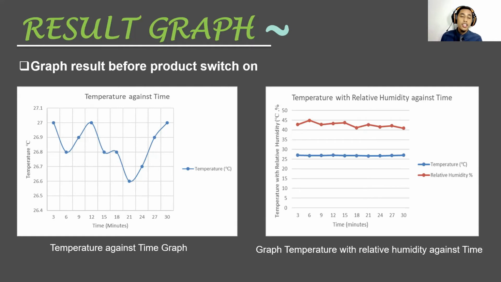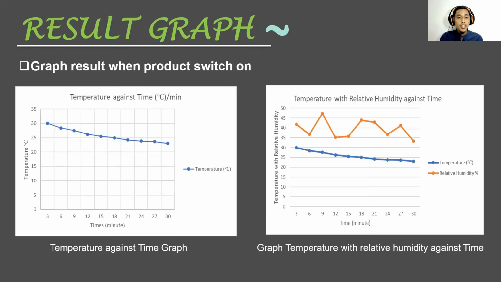The temperature is affected by the environment and surroundings. For the relative humidity, the range is 30% to 50%, which is the best ideal humidity comfort. At the end of the 30 minutes, the temperature is 27, while the relative humidity is 40.9%.